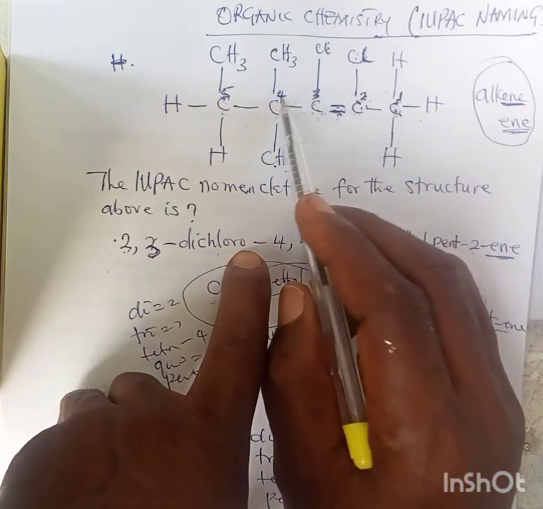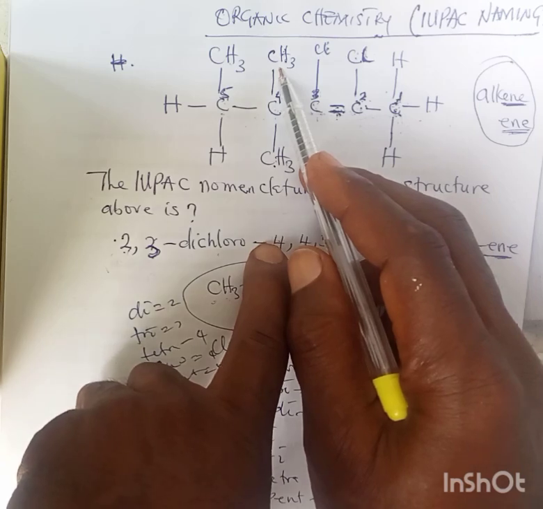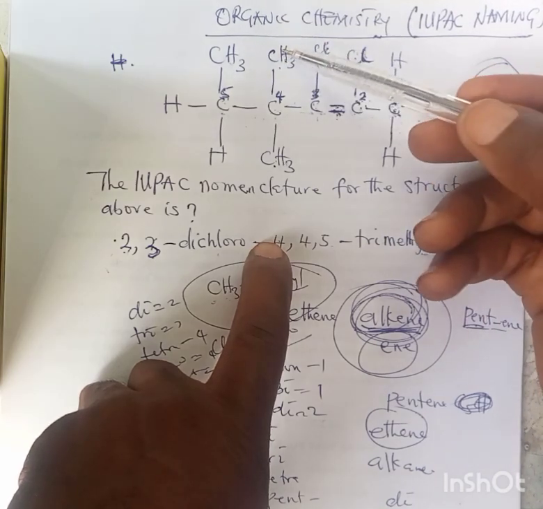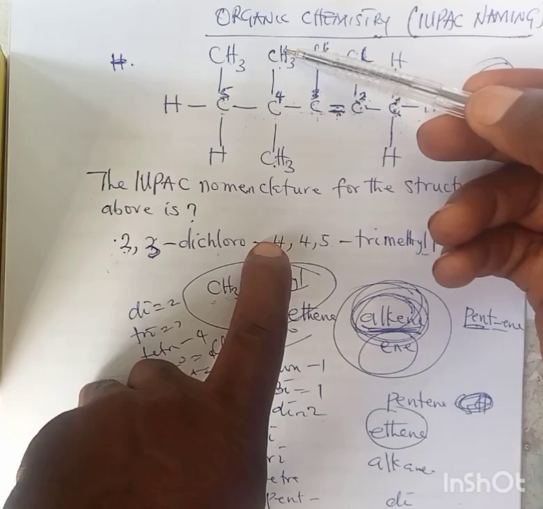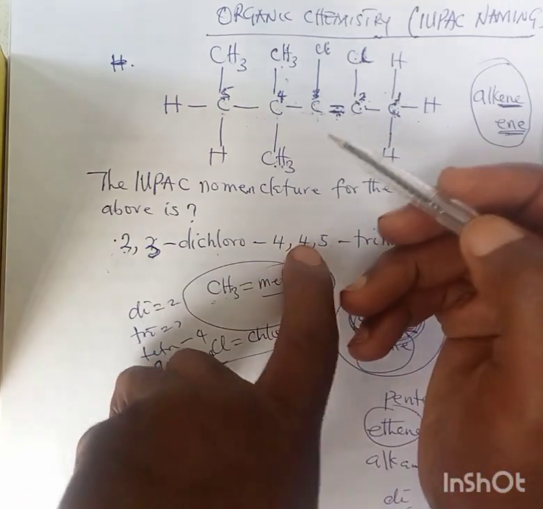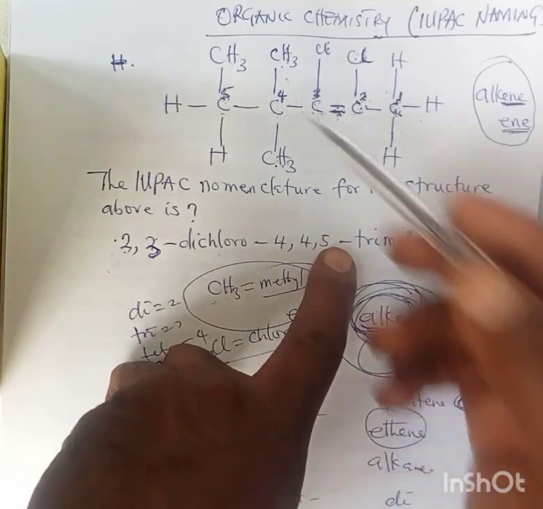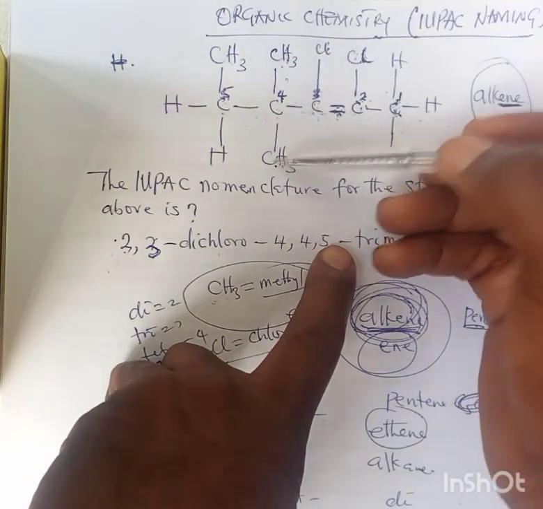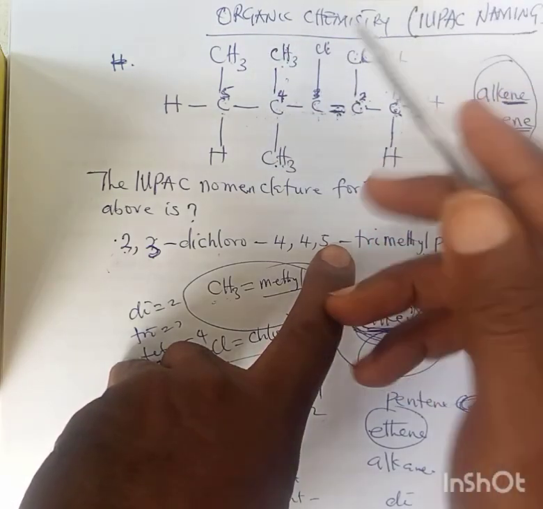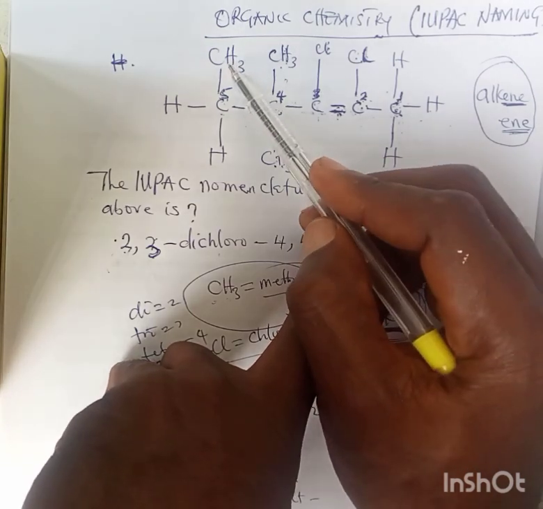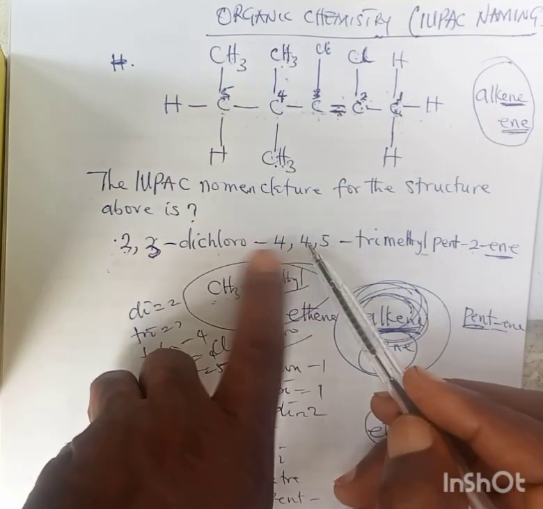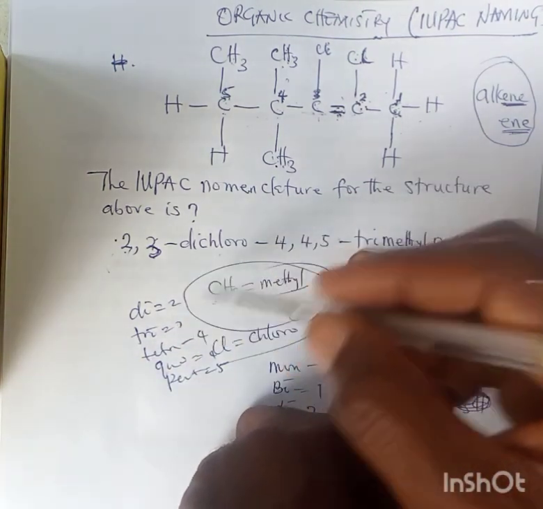Now as you move on, you see 1, 2, 3, 4, and at 4 you are seeing methyl. These are the branch chains. This is a branch chain of methyl, another branch chain of methyl. So you have methyl at 4 here and methyl at 4 here, so methyl appears two times at 4. After 2,3-dichloro, you now have 4,4. When you count again, you see another methyl at 5. So it is 4,4,5, and methyl appears 3 times, which becomes tri, because tri is 3.